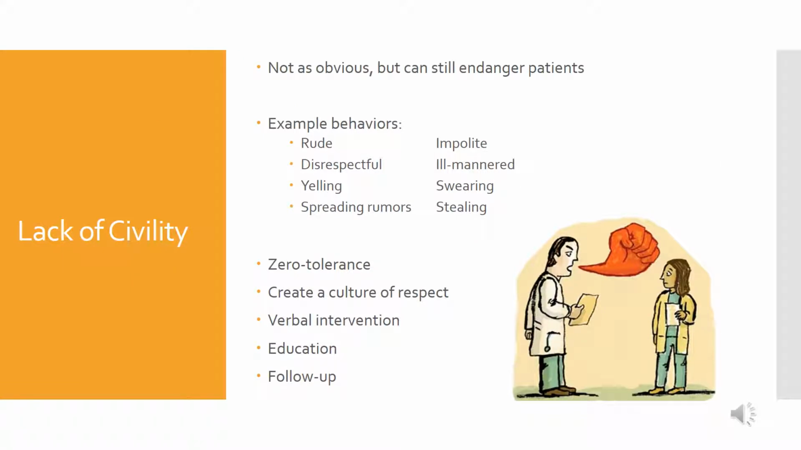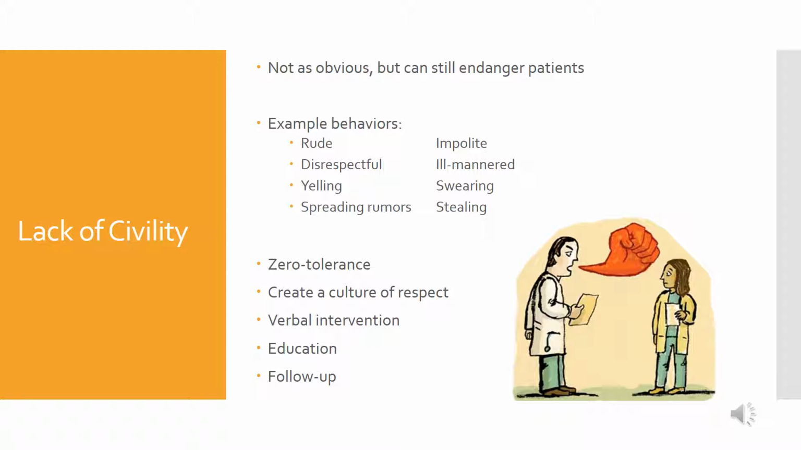A lack of civility may not be as obvious as bullying, but can still endanger the patient. Examples of uncivil behaviors include someone who is rude, impolite, disrespectful, or generally ill-mannered. Aggressive behaviors include yelling, swearing, spreading rumors, or stealing or destroying others' property. Again, there must be a zero tolerance for lack of civility in healthcare, promoting a culture of respect.